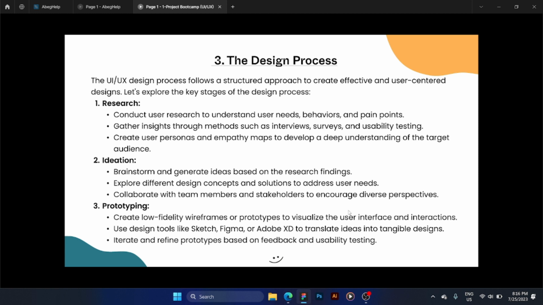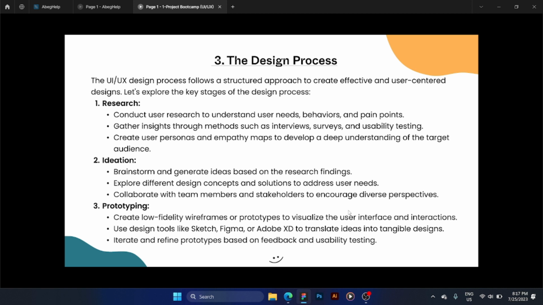All right, so I said that the UI/UX design process follows a structured approach to create effective and user-centered designs, just like we established last time. Do you get? So I said, let's explore the key stages of the design process.